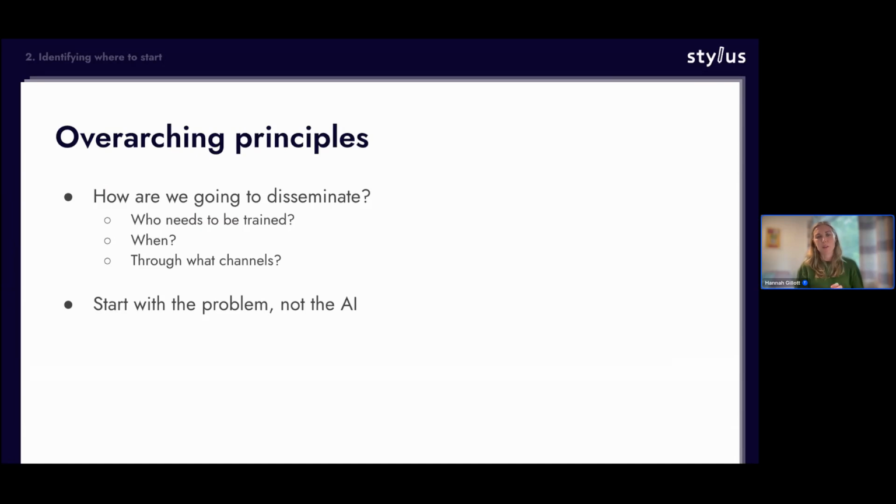And then we start with the problem and not with the AI. So the problem is the thing that we're trying to fix. The AI is the tool with which we're going to try and fix it. And we're going to start with the AI output, but we're not going to use it exactly as it is.